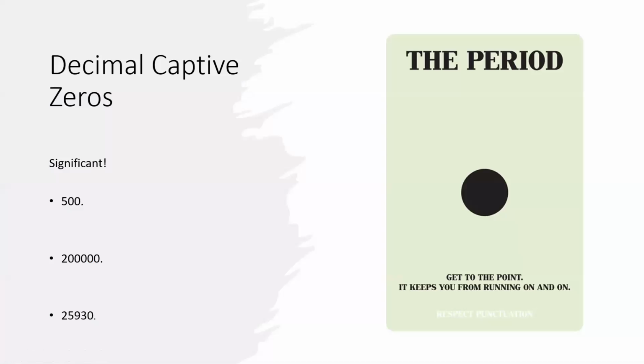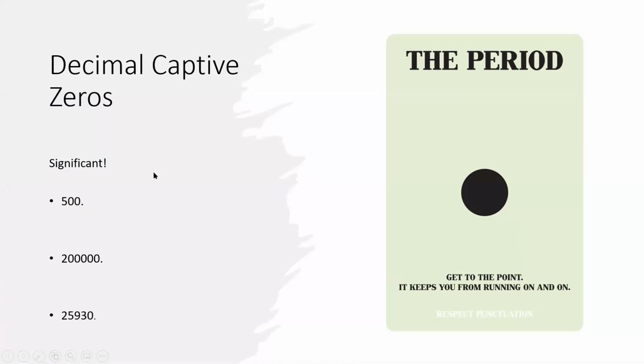Okay, decimal captive zeros. So before we talked about how if you were sandwiched in between 2 significant numbers, the zeros in between would be significant. Kind of the same thing here. So here on this side, we've got a significant number. And then here we've got the period. The period is kind of to me like an exclamation point. It's like saying, hey, this 0 matters. So if you've got a 0 before the decimal point, and it's sandwiched between another significant number, that 0 matters.